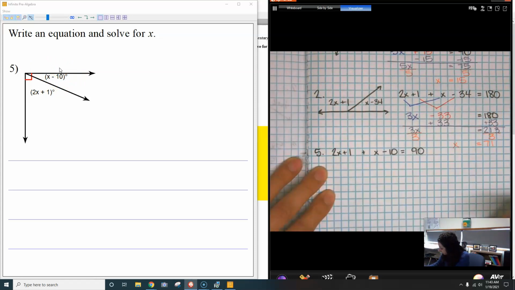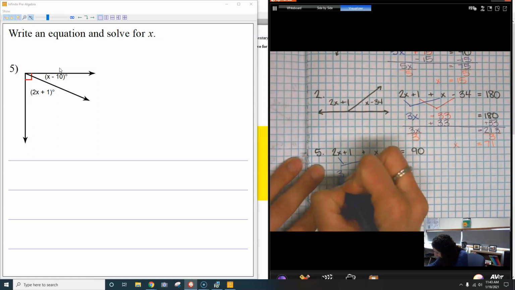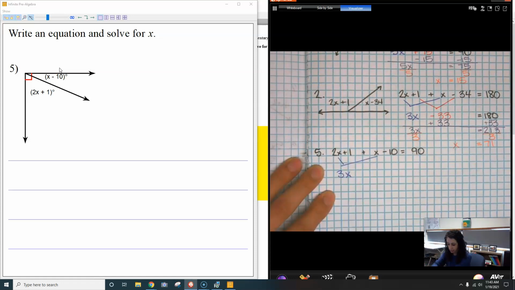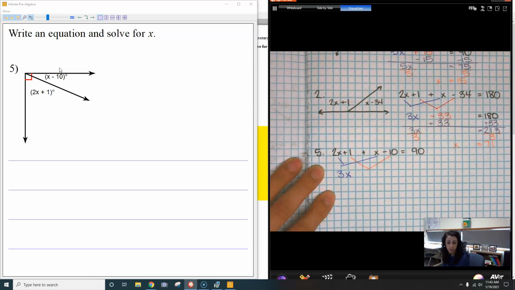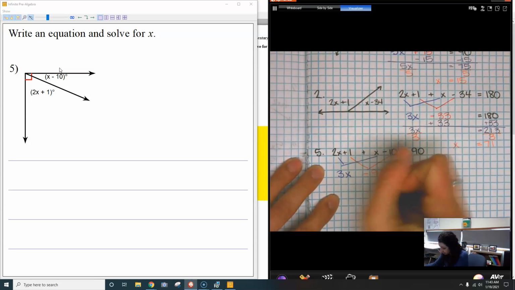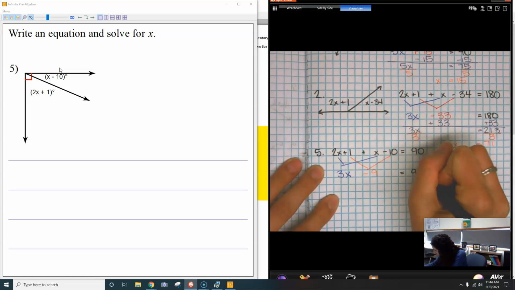All right, 4 terms here, so I'm going to combine the 2x and the x, 3x. It's kind of like the last one that we did. And I'm going to combine my numbers, 1 and a minus 10. That minus belongs to the 10. 1 minus 10 is a negative 9. Lining up my equal sign, equals 90.